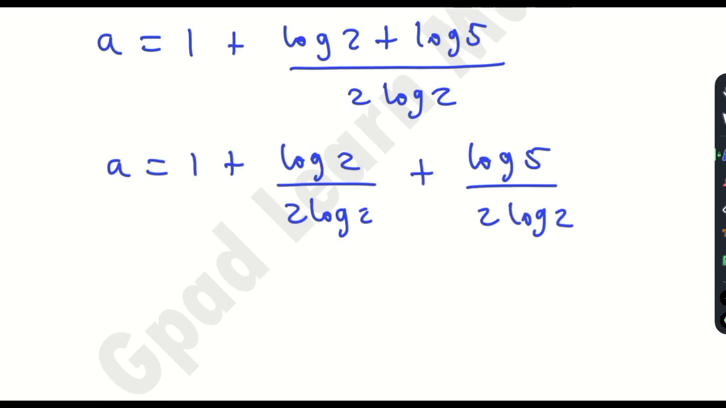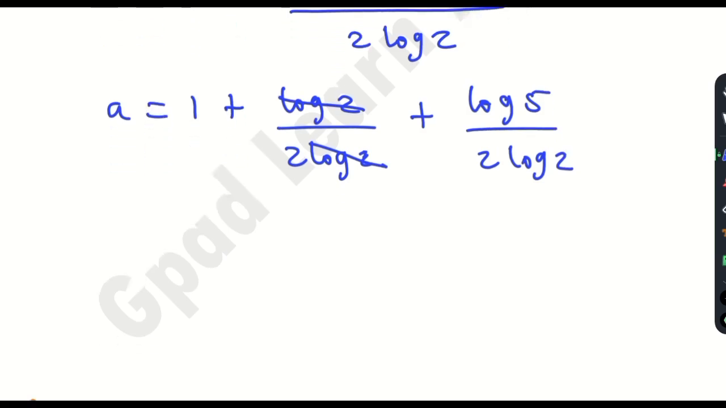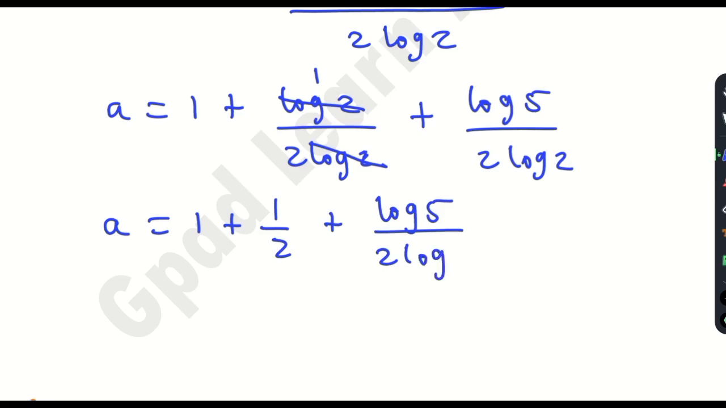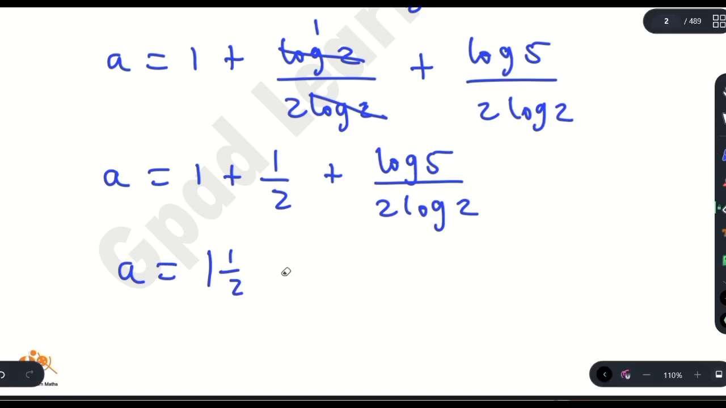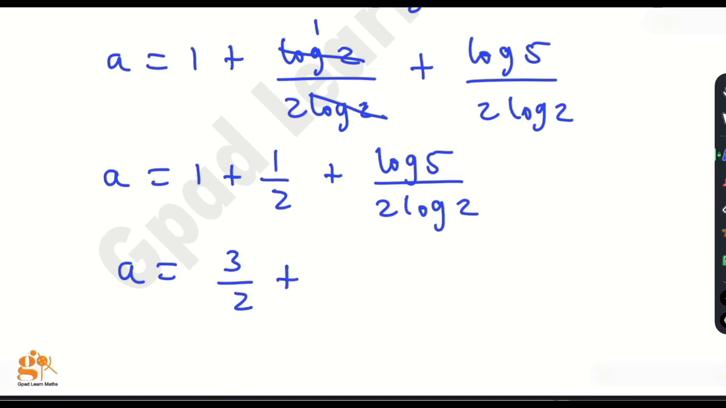Good. Now watch this. Log 2 cancels log 2. And then you have a is equal to 1 plus, you know, you have 1 here. That's 1 over 2. So 1 over 2 plus log 5 over 2 log 2. Now moving on, a is equal to 1 plus 1 over 2 is 1.5. And if you express this as an improper fraction, you have what? 3 over 2. So let's write it like that. That's 3 over 2. Then plus, what about this?